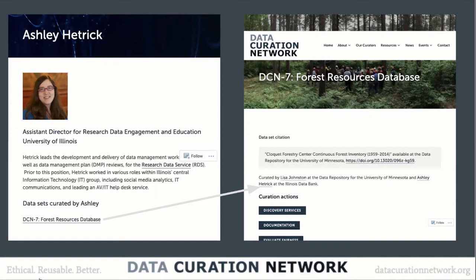But we're also noting any curation actions that were taken that were particular to this data set. So creating documentation or adding additional metadata, or maybe this data set had some particular quality control issues that were alleviated from this work. We're trying to really measure what was done for each data set that goes through the network.